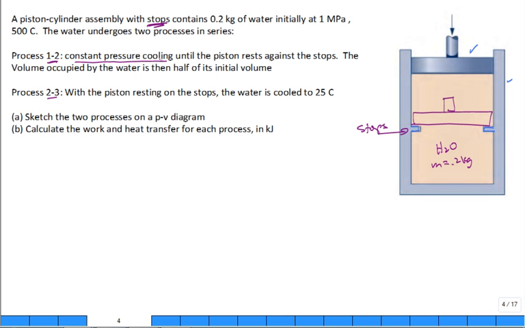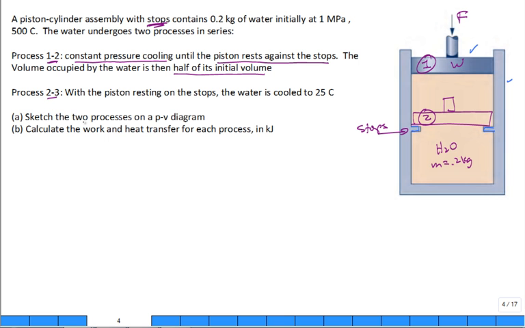Constant pressure cooling. If I don't change the force and I don't change the weight of the piston, but I start to cool it, you can visually think about that piston coming to a lower position in the cylinder until the piston rests against the stops. This is state 1 here, and then there's the location of the piston at state 2. Constant pressure cooling until the piston rests on the stops. The volume occupied by the water is then half of the initial volume.